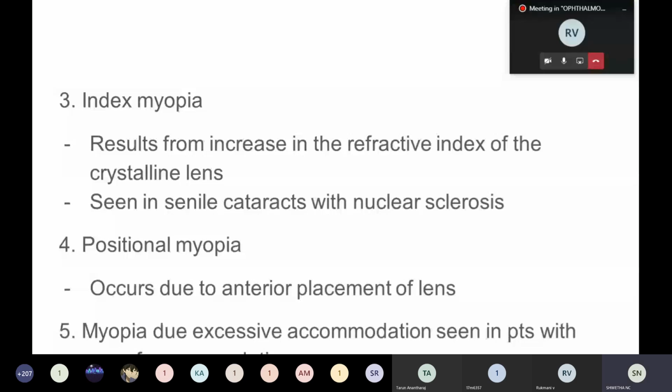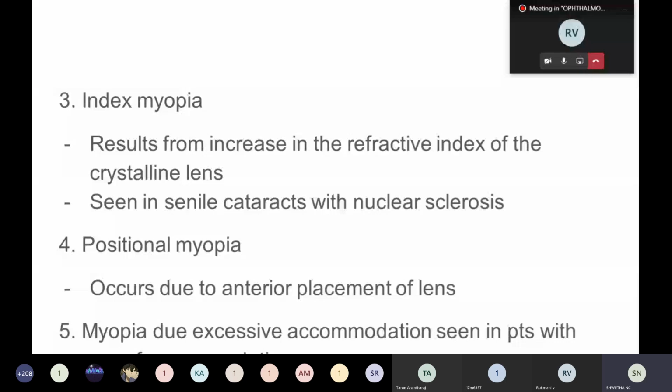Don't think it is some axial or curvature. It is mainly because of the lens. That is because of cataract, the refractive index of the nucleus has been increased. So he has developed index myopia. So you have to remember, which is usually seen in aged people, that is in senile cataracts.